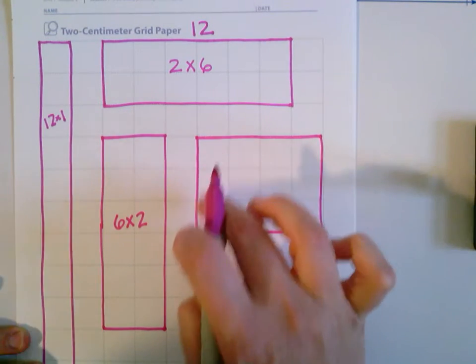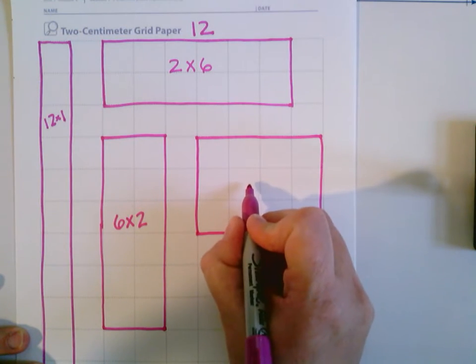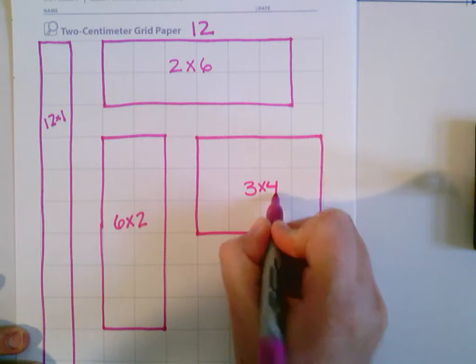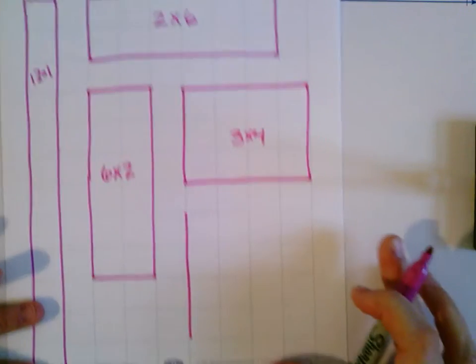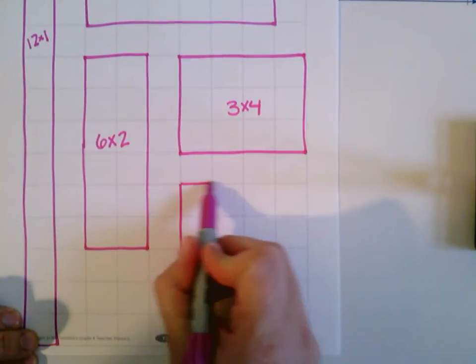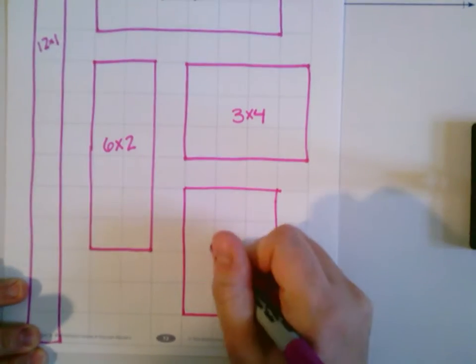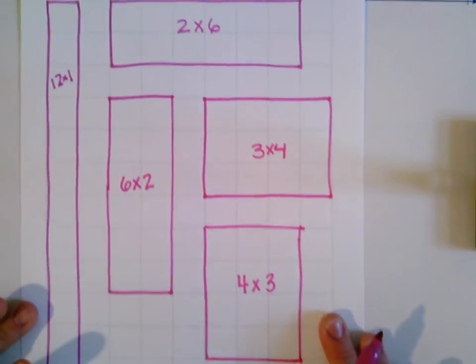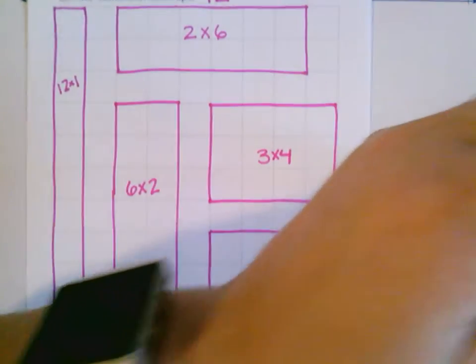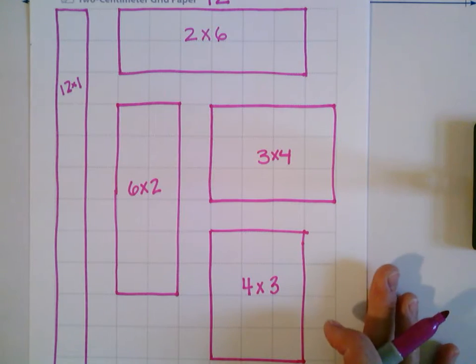I could have had 3 rows of 4. 1, 2, 3, 4, 5, 6, 7, 8, 9, 10, 11, 12. And we could have had 4 rows, get that all on here, 4 rows of 3. 4 times 3. All of these would equal 12. So all of these possibilities of all the different ways we can arrange 12 tiles into rectangles.